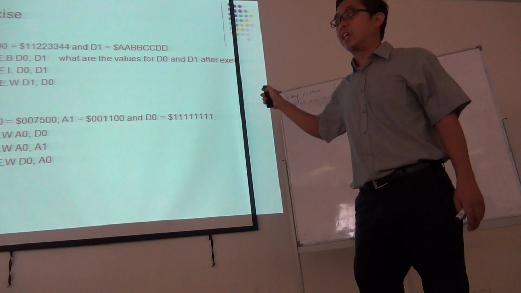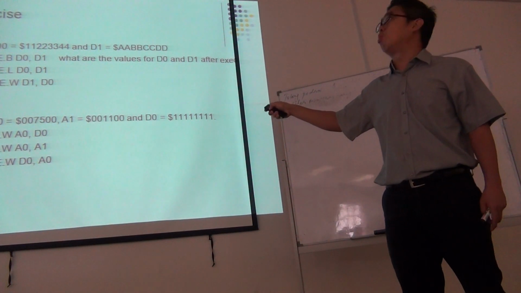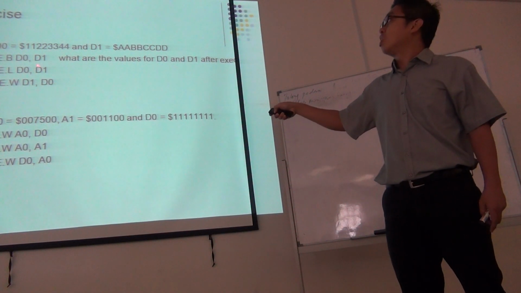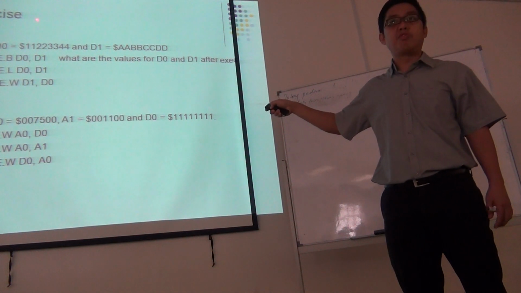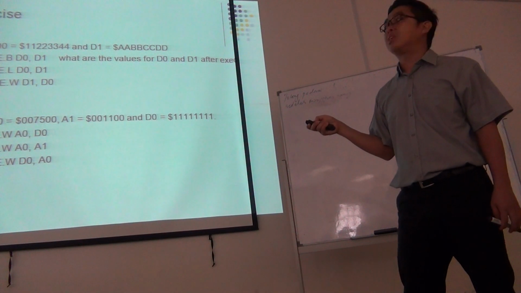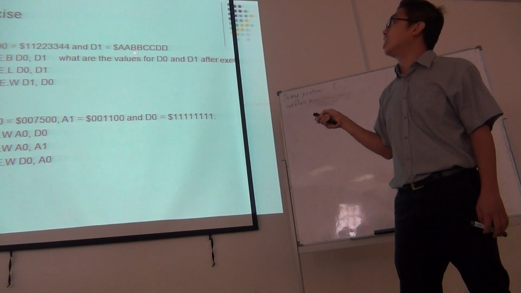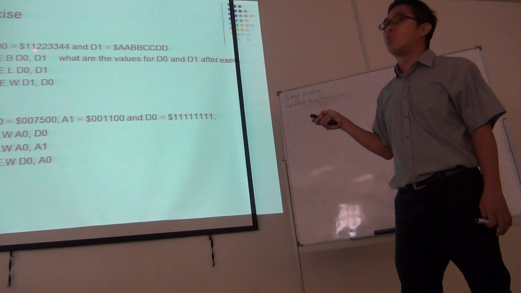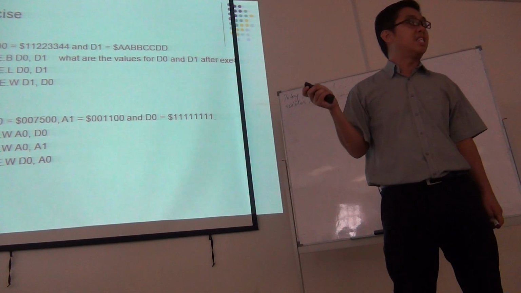Correct. Okay, next: move.W D0 to D1. D0 will be the same, 1 1 2 2 3 3 4 4. D1 will be 1 1 2 2 3 3 4 4. Correct. Next: move.W D1 to D0. D1 will contain the same, AA, BB, CC, DD. D0 will be 1 1 2 2 CC, DD.